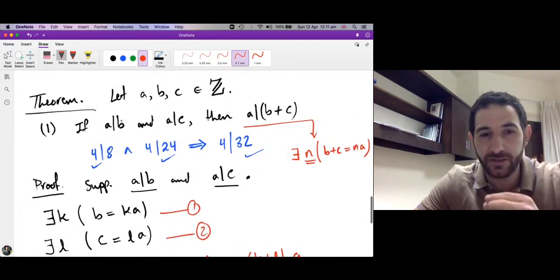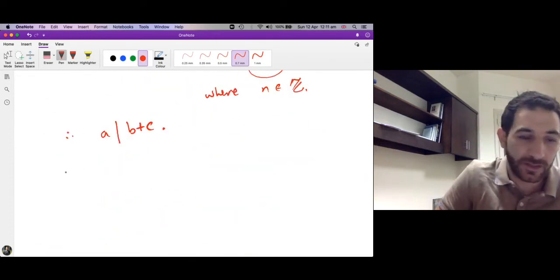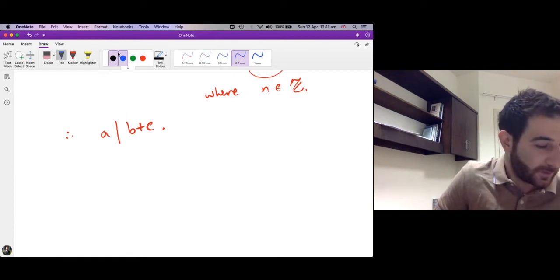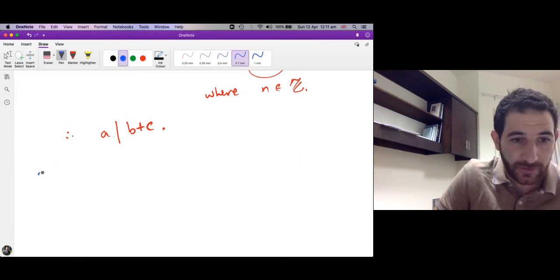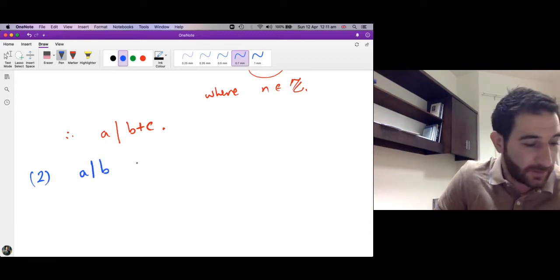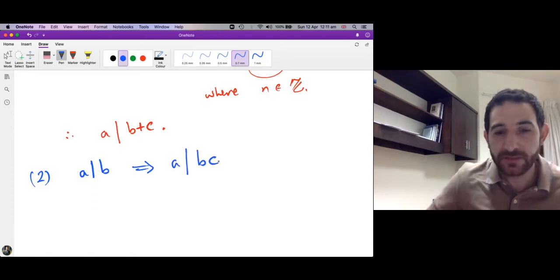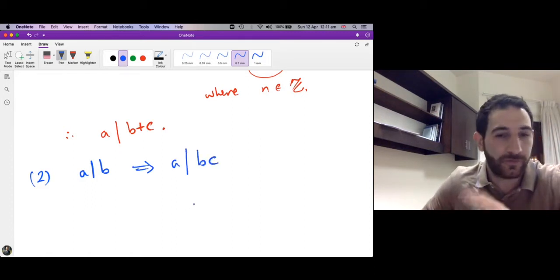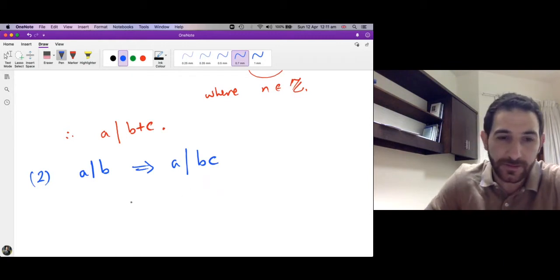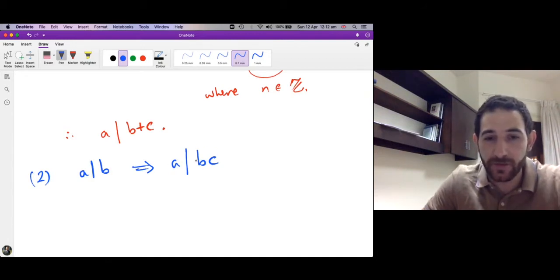Property 1: if a divides b and a divides c, then a divides the sum b plus c. Let's take property 2. What is property 2? It says if a divides b, then a divides b times c for any integer c. Again, if an integer a divides b, then this integer divides any multiple of b.